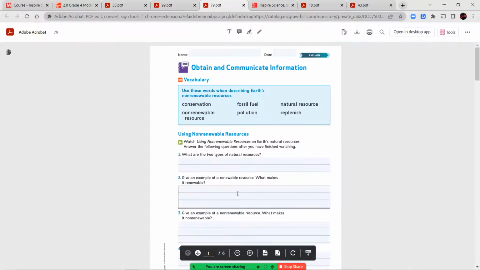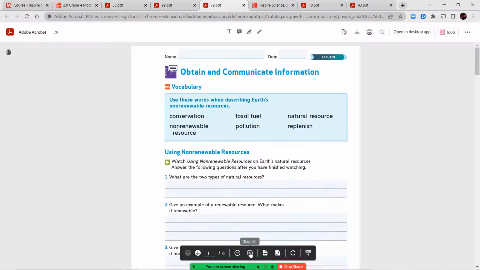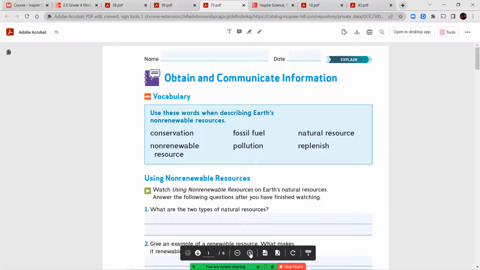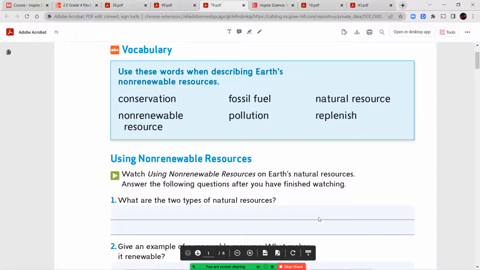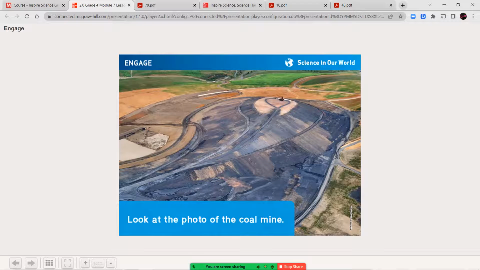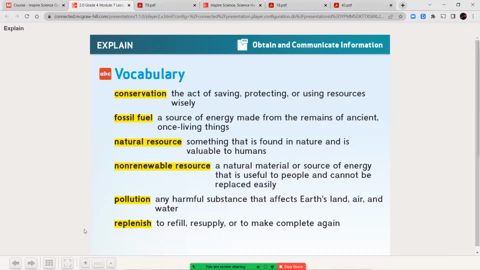Once we finished up there, we're going to take a look at our next page in our workbook, and we're going to take a look at the meaning of our new vocabulary. So we have the word conservation, non-renewable resource, fossil fuel, pollution, natural resource, and replenish. So let's jump over here and take a look at these vocabulary words.